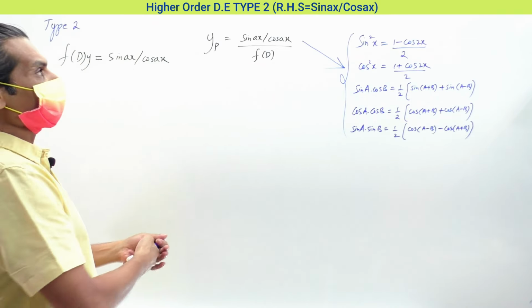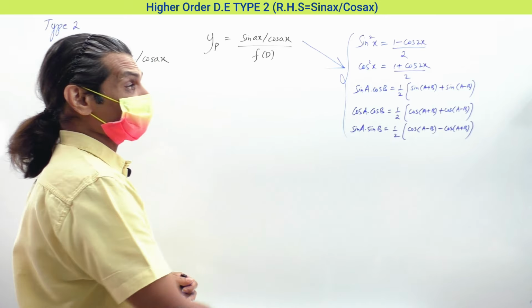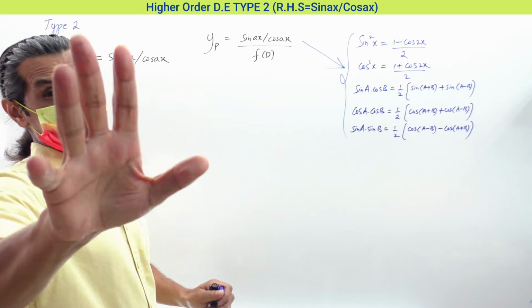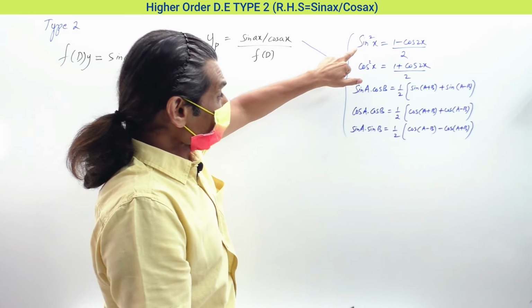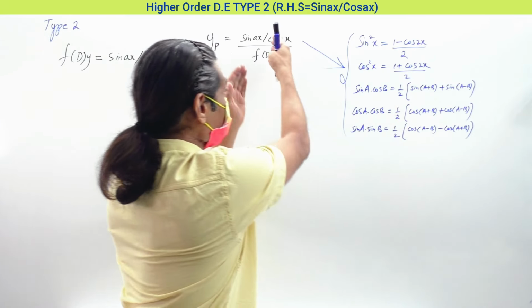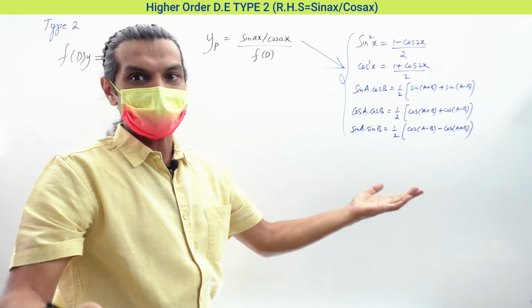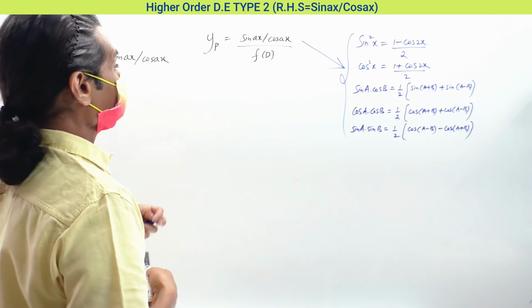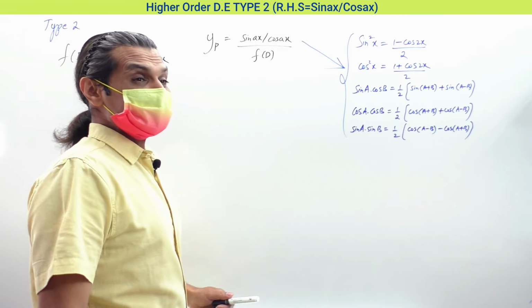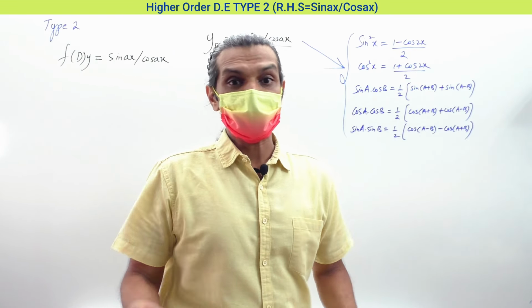So what is type number 2? Sin x or cos x upon f of D or any of these types is type number 2. If you get any of these on the right side, use a formula and convert it to sin or cos plus or minus form and do it. Fine. Now when you find it is type number 2, what will you do?